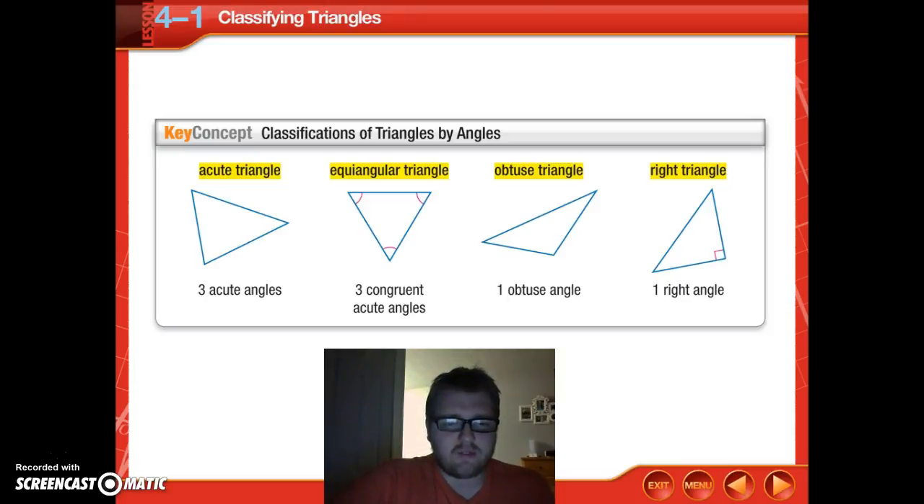We've got the acute triangle. Notice we have three acute angles there, all of those measuring less than 90. A specific type: if all three angles are acute and congruent, thus they'd have to be equal to 60, we have an equiangular triangle. If we have one obtuse angle, like this one here, which leads us to have two acutes, that's going to be an obtuse triangle. And the specific case of a right angle in your triangle is going to lead to a right triangle.